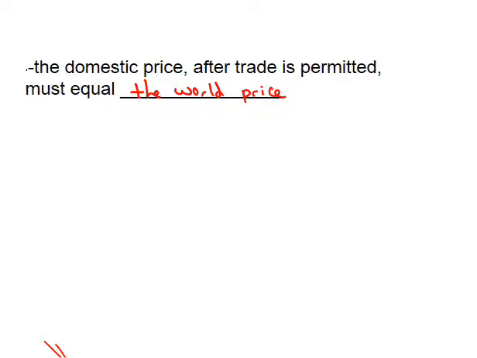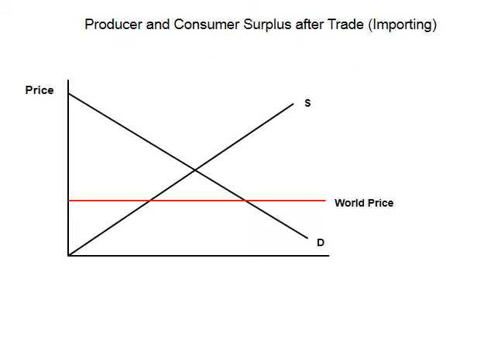What happens is if we are allowing imports to come in, and we can import as much as we want as long as we're willing to pay the world price, then the domestic price must fall to the world price, or else no one would buy the domestic goods. They would only buy imports. So let's look at the producer and consumer surplus after trade.